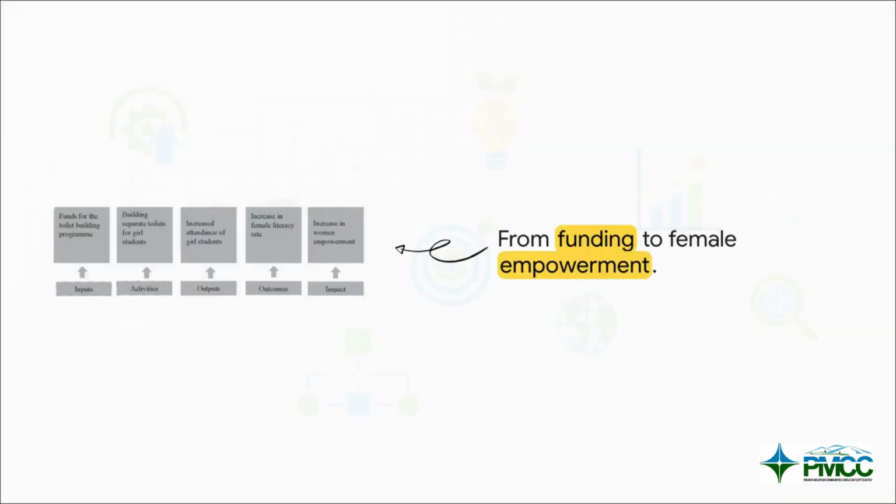Let's ground this with a real-life example of a community education intervention. Look how this flows. If we secure funds, our inputs, then we can carry out the activity of building separate toilets for girls' students. If we build those toilets, the immediate output is an increased attendance of girls' students. Makes sense, right? That output then leads to our short to medium-term outcome, an overall increase in the female literacy rate. And ultimately, that outcome feeds directly into our long-term impact, an increase in women's empowerment.